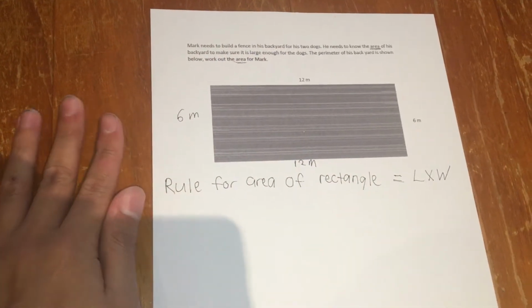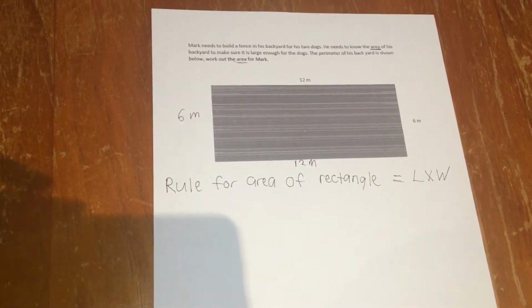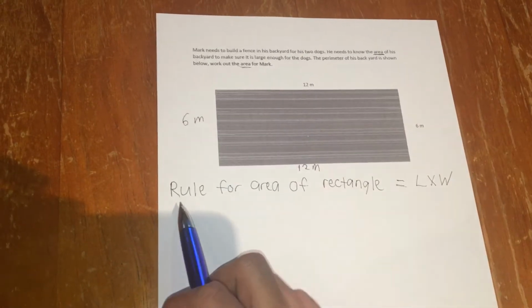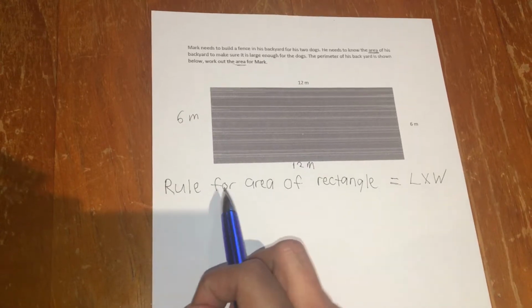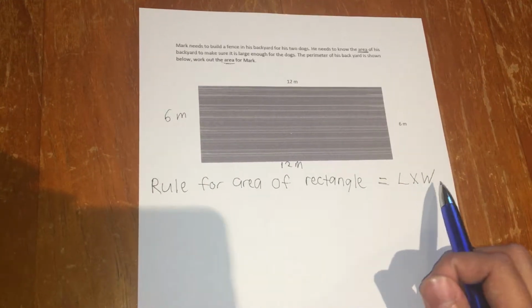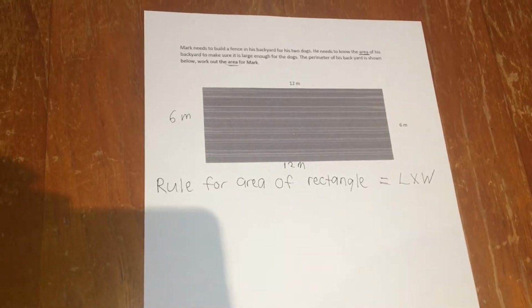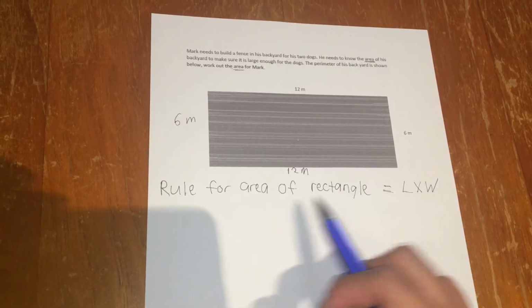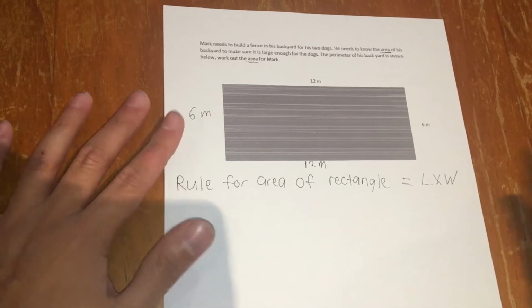Okay, so now we have to look at our rule for working out the area of a rectangle. And we've got our rule here. It says the rule for area of a rectangle is length times width. Okay, so length times width equals the area of a rectangle. Okay, so let's have a look at that.